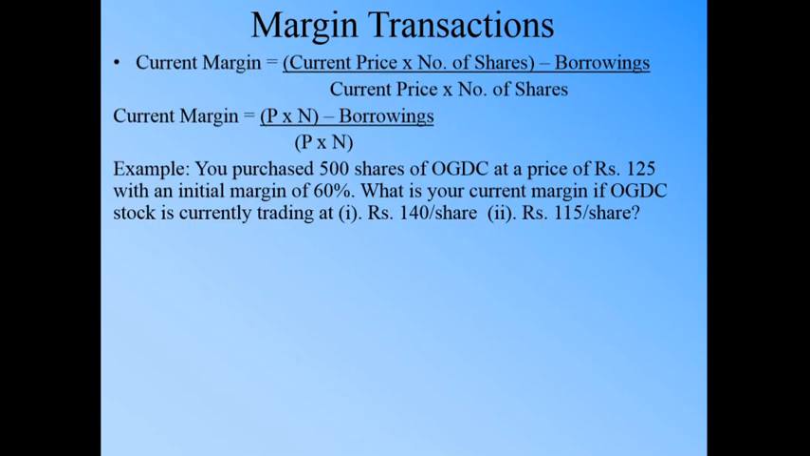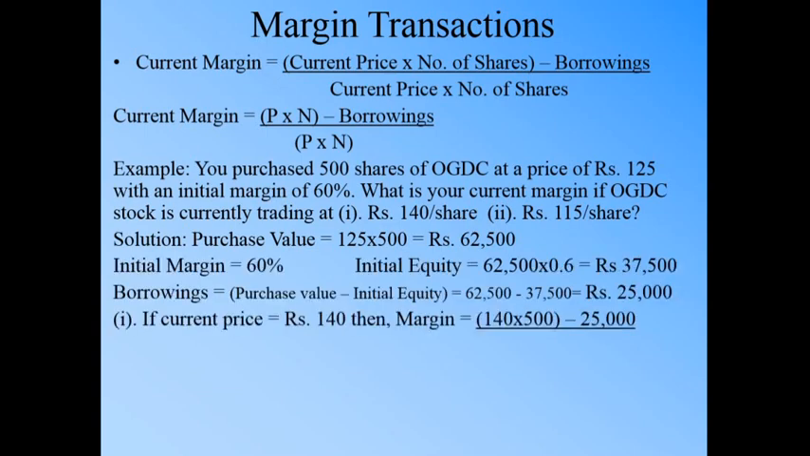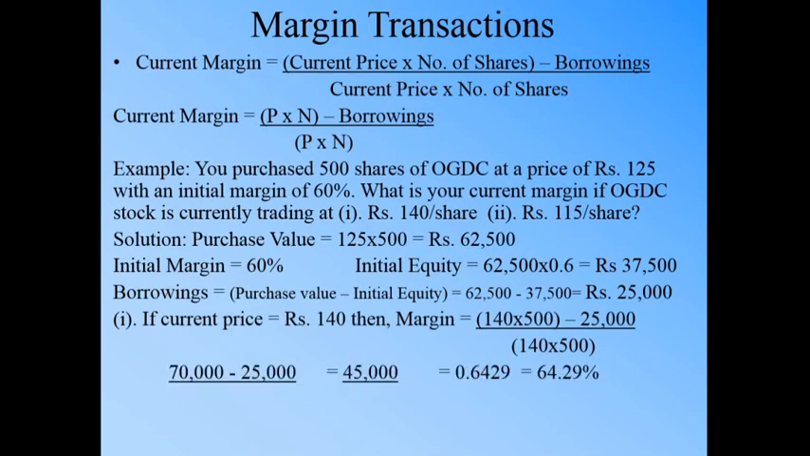Let's say you purchase 500 shares of OGDCL at a price of rupees 125. Remember, OGDCL is currently trading in the 103 to 105 range, but we take the example of 125 with an initial margin of 60%. What is your current margin if OGDCL stock is currently trading at a price of 140? That is one example. And if the price is 115, I have solved the question for 140, and for 115 you will solve it. So let's do it quickly.